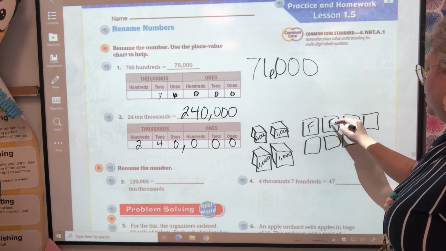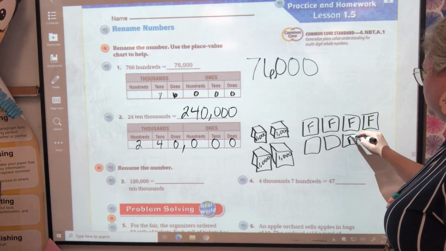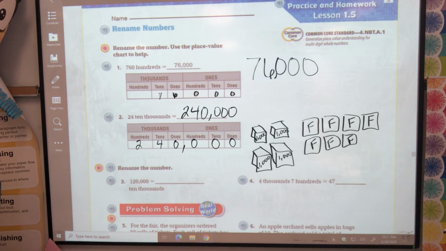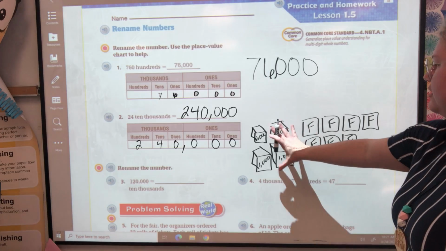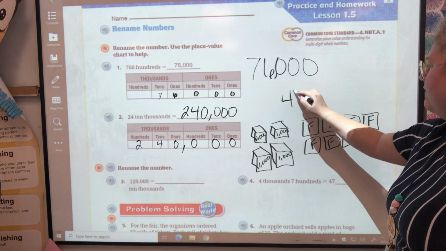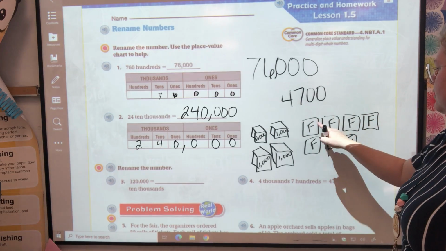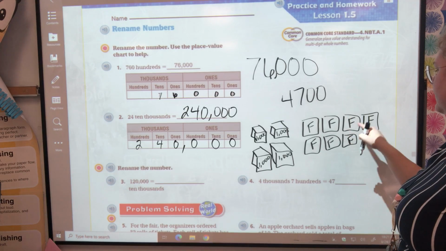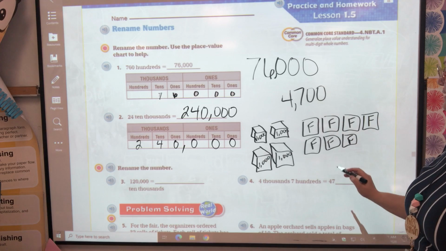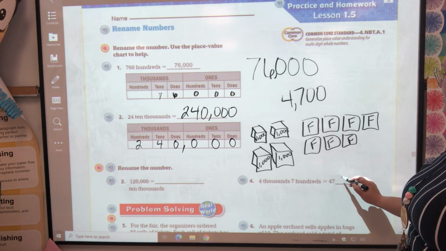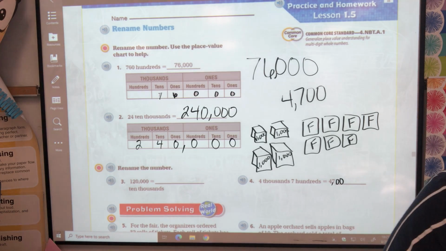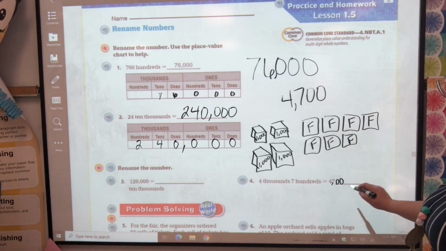I'm going to put an F in each one for flat. Okay. When we add all of these up, there's 4,700. There's 7, 1, 2, 3, 4, 5, 6, 700. So it's 4,700, and they put 47 here. 4,700. You can also write in the word hundreds here.